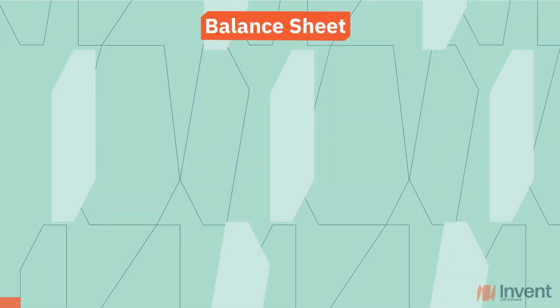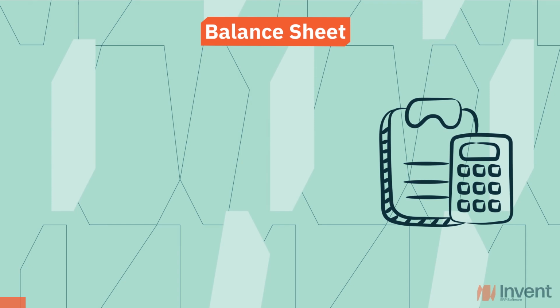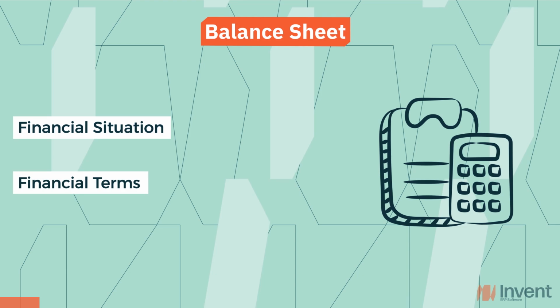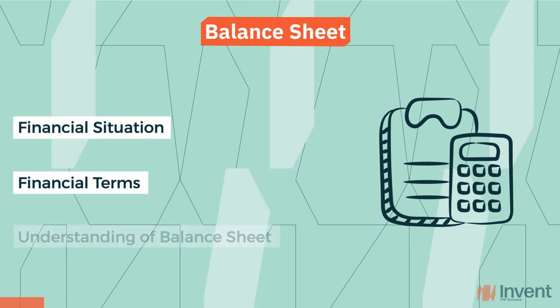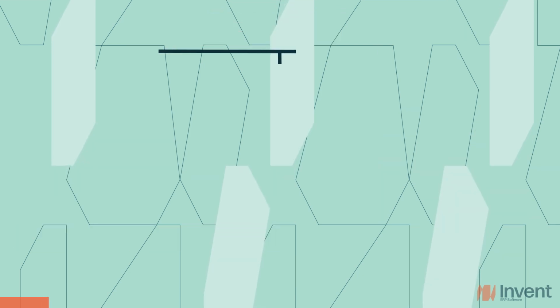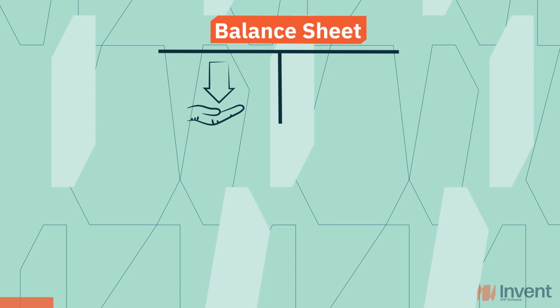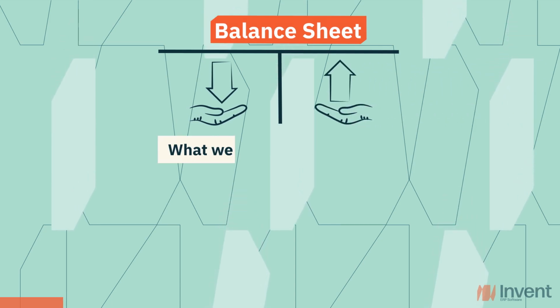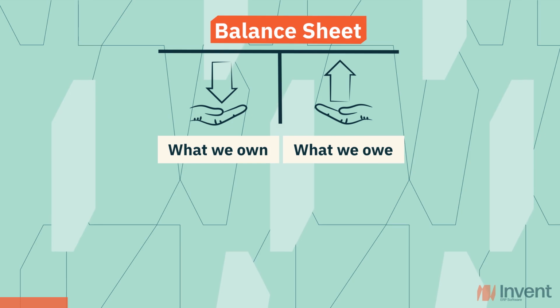Ever wondered what is a balance sheet and how can I read a balance sheet to learn more about the financial situation of a company? What do the various financial terms on the balance sheet mean and how do I understand the full picture? The balance sheet is an overview of what a company owns and what a company owes at a particular point in time. What is owned is on the left, what is owed is on the right.